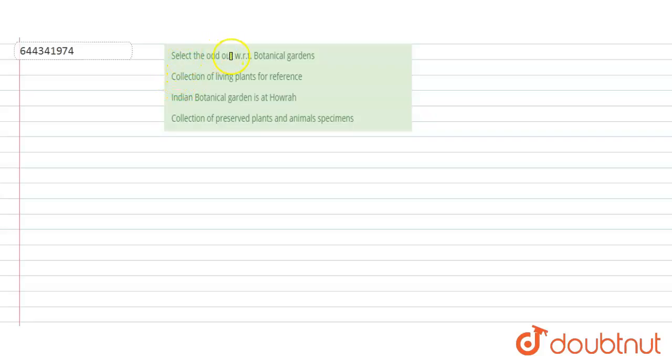Hello students, have a look at the question. Question is: select the odd one out with respect to the botanical gardens. So options are: collection of living plants for reference; Indian Botanical Garden is at Howrah; collection of preserved plants and animal specimens. So here we will see about the botanical gardens.